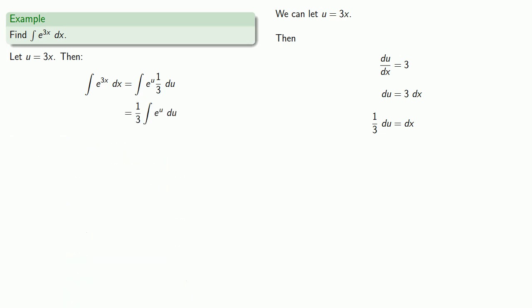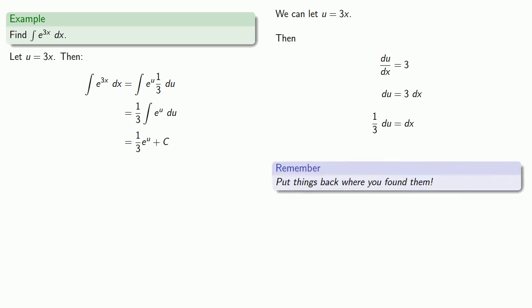And now I have to find the antiderivative of e to the u, which is the world's simplest antiderivative. It's just going to be e to the u plus, don't forget, our constant. And finally, we apply the kindergarten rule: put everything back where we found it. And in this case, I substituted u equals 3x. I should put that back.